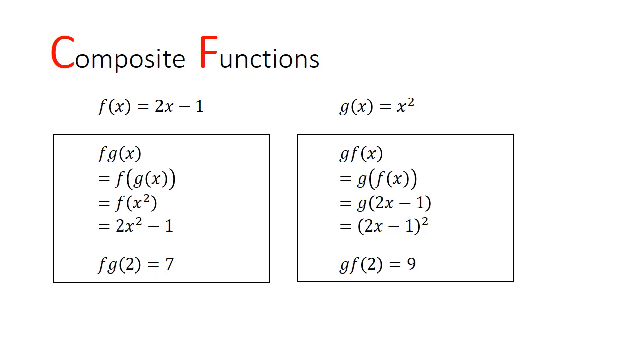fg of x is a composite function such that we perform the function g first on x, followed by the function f. If we wrote it as gf of x, we will have to perform the function f first on x, followed by the function g. Generally, the order matters for composite functions. As shown in this example, fg of 2 will give us 7, whereas gf of 2 gives us 9.